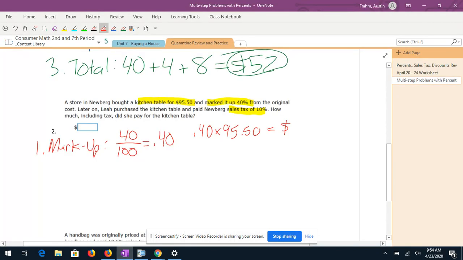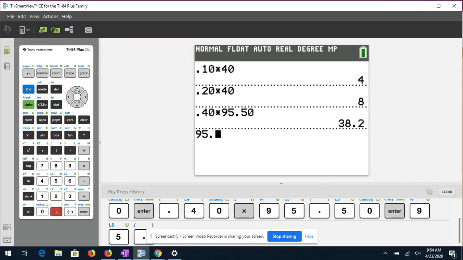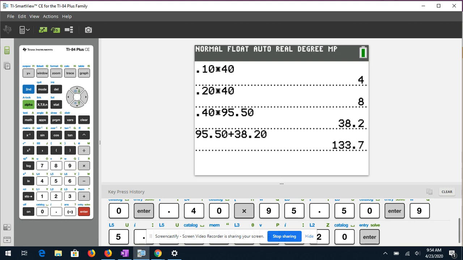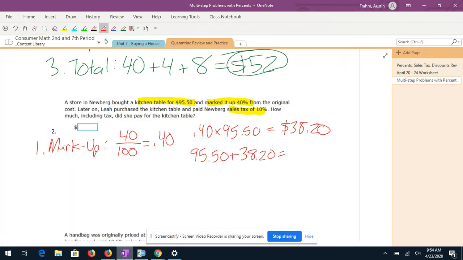Now, that is not where we end this step. That's how much it was marked up. We still need to figure out how much the item now is after that markup. So we need to take the original cost, $95.50, and add that $38.20 to get now the new price of the table. So we add those two numbers together, and we get the new price after the markup, which is $133.70.